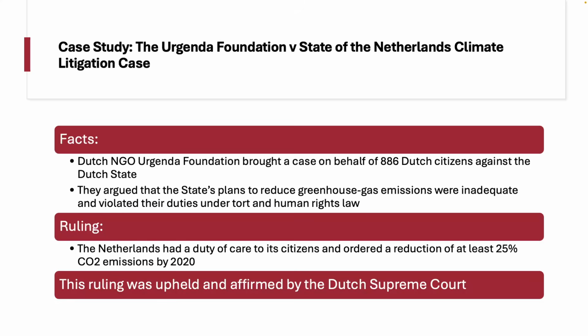It also gives us a bit of a distributive justice dimension. The reduction target was justified partially by the fact that the Netherlands is a developed country with responsibility to reduce climate change and contribute to global efforts.